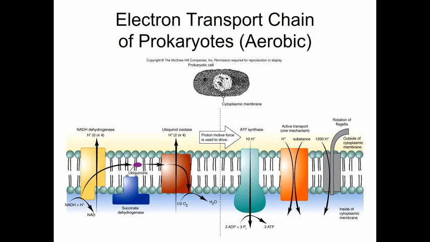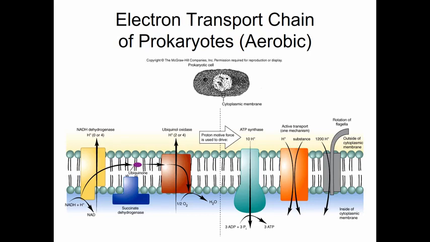Leaving here, this is going to become just NAD plus. And how many of those are we going to have? 10. Awesome. This is going to become FAD plus. We're going to have 2 of those. But what are we driving with this process? We're driving ATP production.